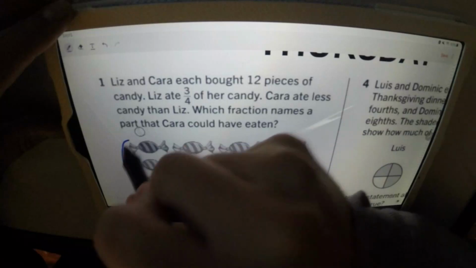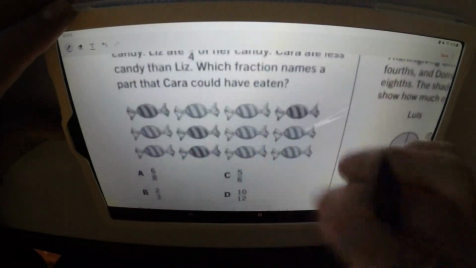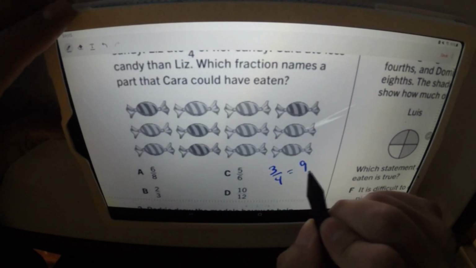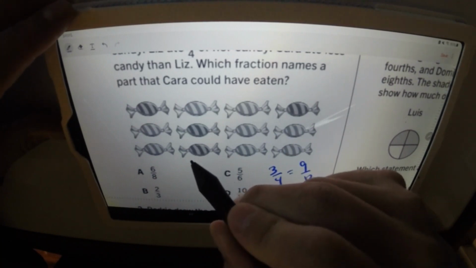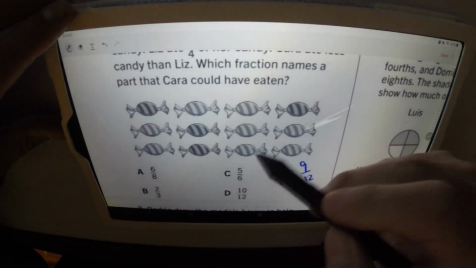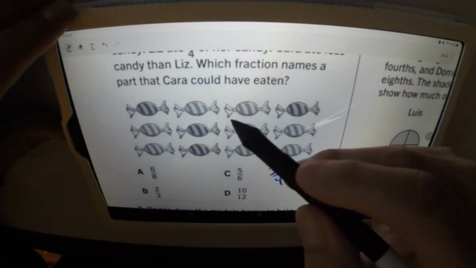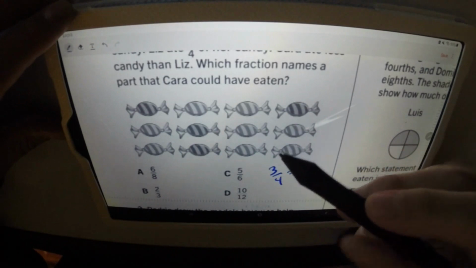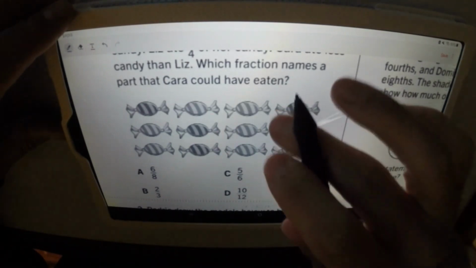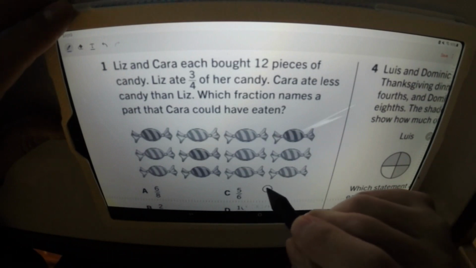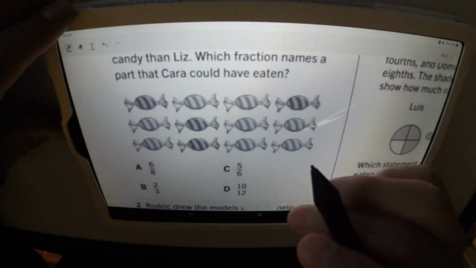So again, 3/4 is equal to 9/12. We just figured that out. Again, 4 sections, and she had 3 of these sections: 1, 2, 3, 4, 5, 6, 7, 8, 9 out of the 12. So this is what Liz ate. Liz ate 3/4, which is 9/12. She ate nine pieces out of 12.